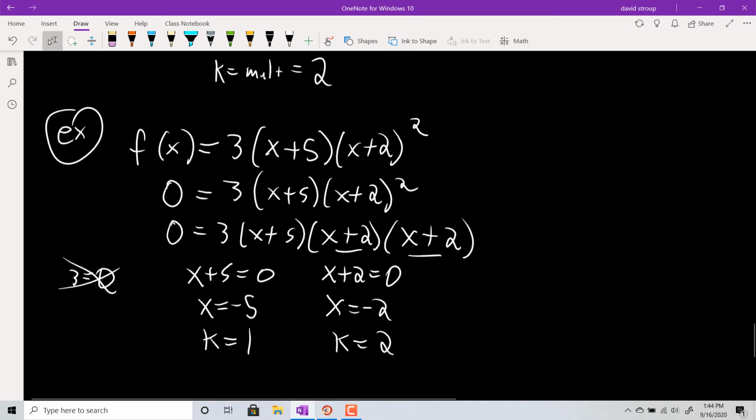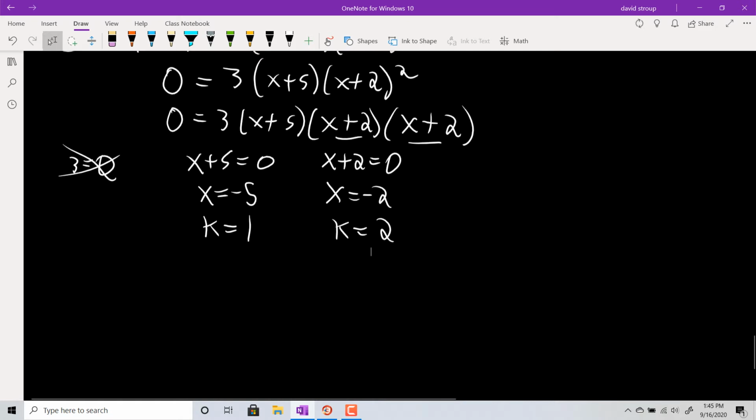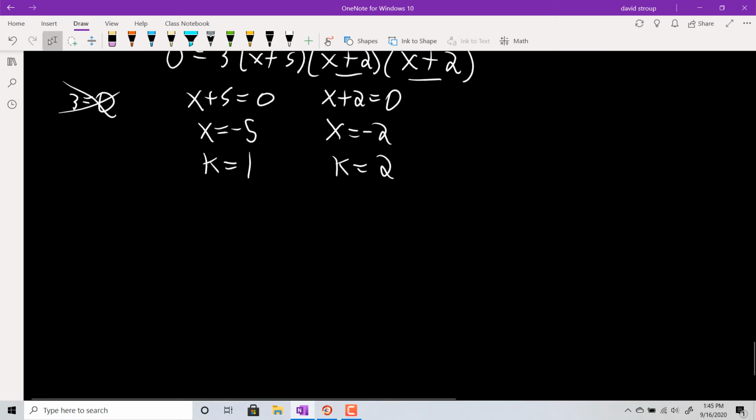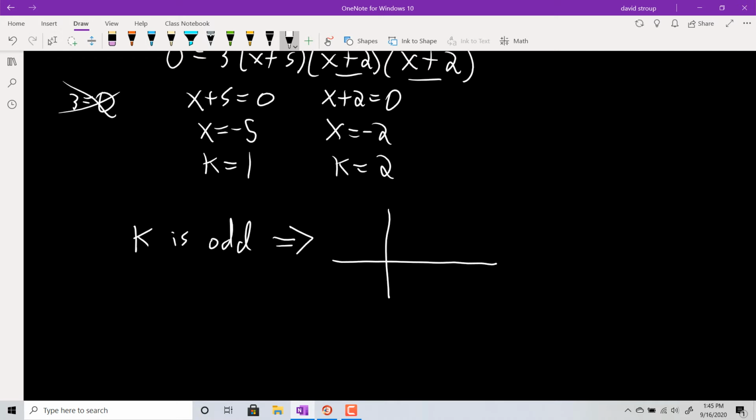Okay. Why do I care? The multiplicity tells you whether or not the graph of the polynomial goes through the x-axis or ricochets off of it. So when k is even, you'll have one of two cases. Either it'll be above the x-axis and then hit that particular zero, maybe 3, and then bounce off. Or it's the other way around: it'll be coming in from below, hit the zero and then bounce back down below.